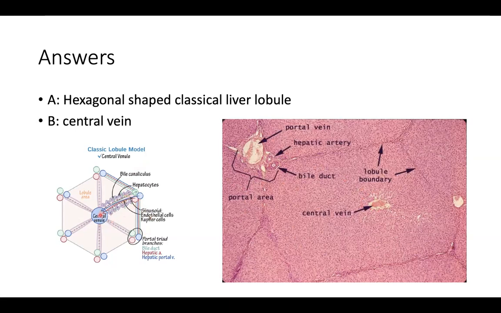So as you can see, the bile is going into the bile ducts because it's produced in the liver and then it's stored in the gallbladder. So it goes from the central vein into the, sorry, not the central vein, I'm sorry. It goes from the hepatocytes, it collects from the hepatocytes and goes to the bile duct, and that is where it then flows to the gallbladder. And the hepatic artery and the portal vein drain into the central vein.